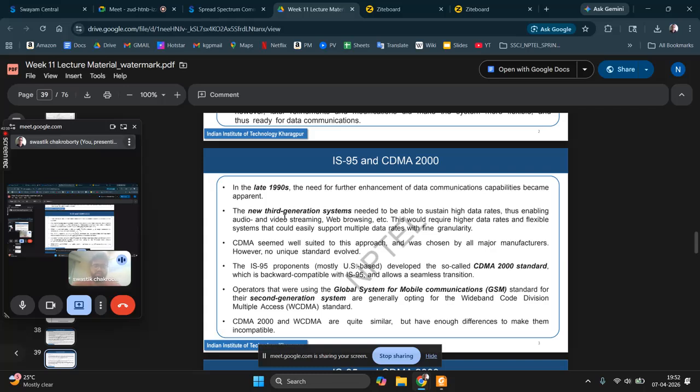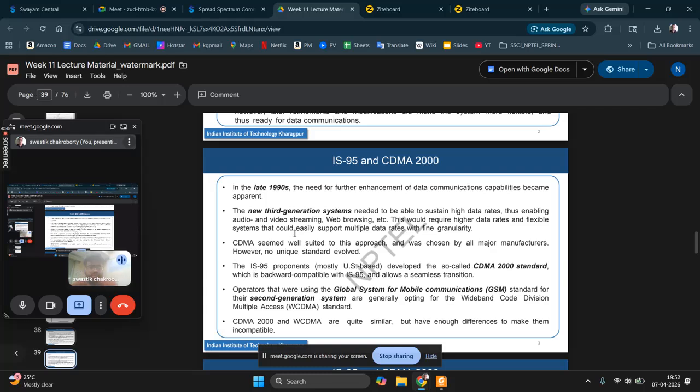Okay, so CDMA seemed well suited for this approach. So the new third generation system was proposed, and CDMA was proposed as the implementation for third generation. Okay, so the people who came up with IS95 then developed CDMA into the CDMA 2000 standard, which was basically, you can say, the sequel to IS95.